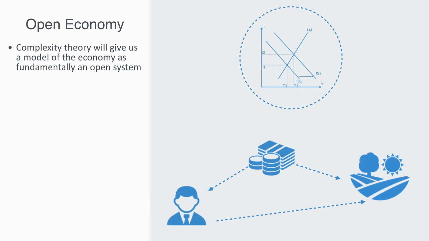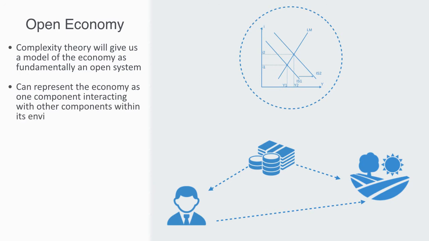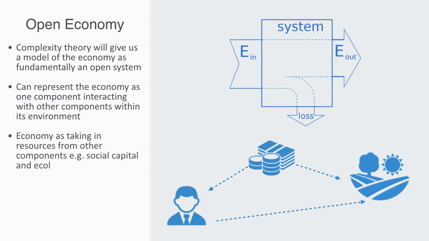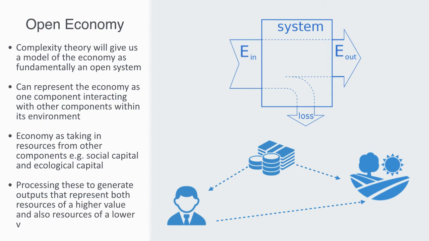If anything is going to be incorporated into the model, it has to be presented as being inside of the economy. With complexity economics, because we're using open systems models, we can represent the economy as one component interacting with other components within its environment. From this perspective, we'll be able to identify the economy as taking in resources from other components, as in social capital or ecological capital, processing these in order to generate outputs that represent both resources of a higher value and also resources of a lower value, what we might call entropy.